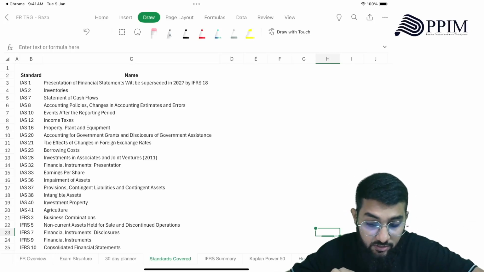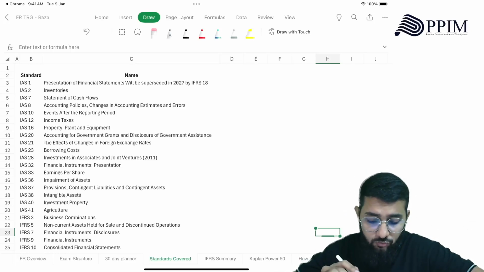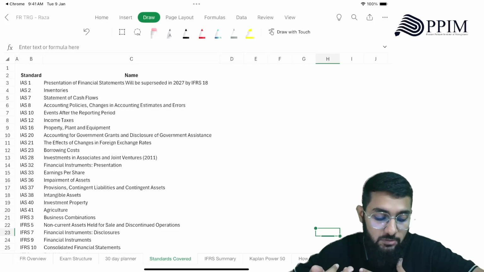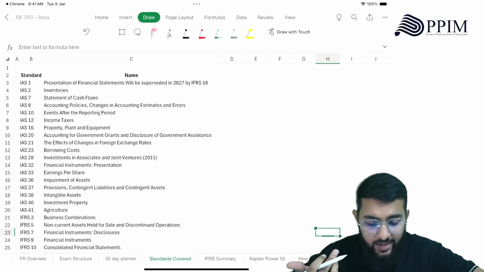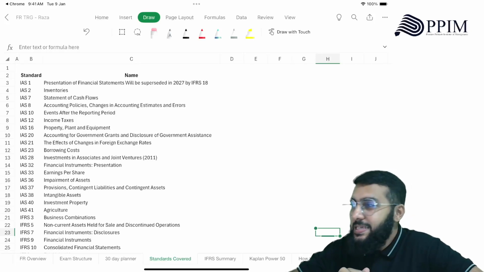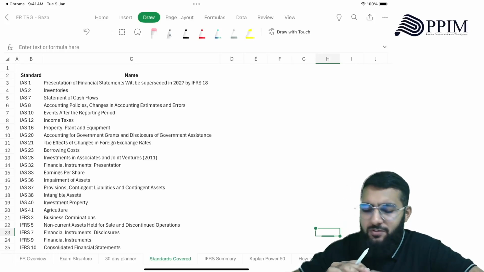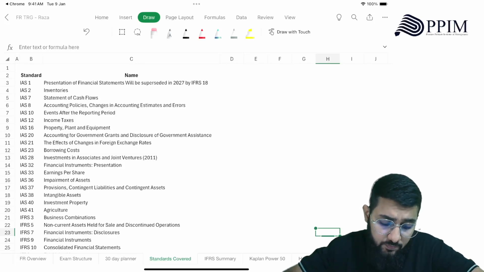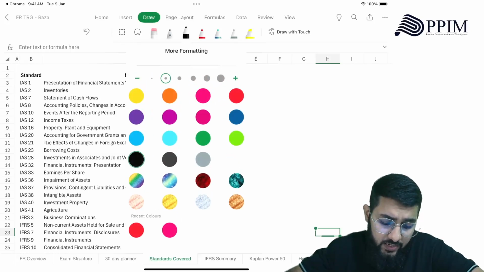All right, guys. So coming back to the idea of how FR is going to consist of different elements, the exams rather. So when it comes to the standards that are covered under this subject, we have 26 standards to be very, very specific. So we have IAS 1 that we look at.